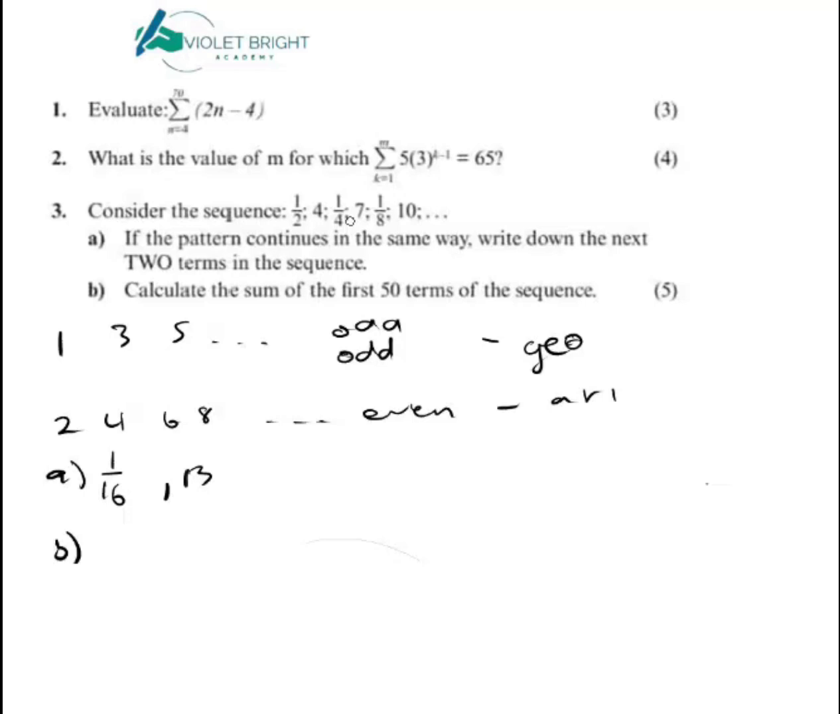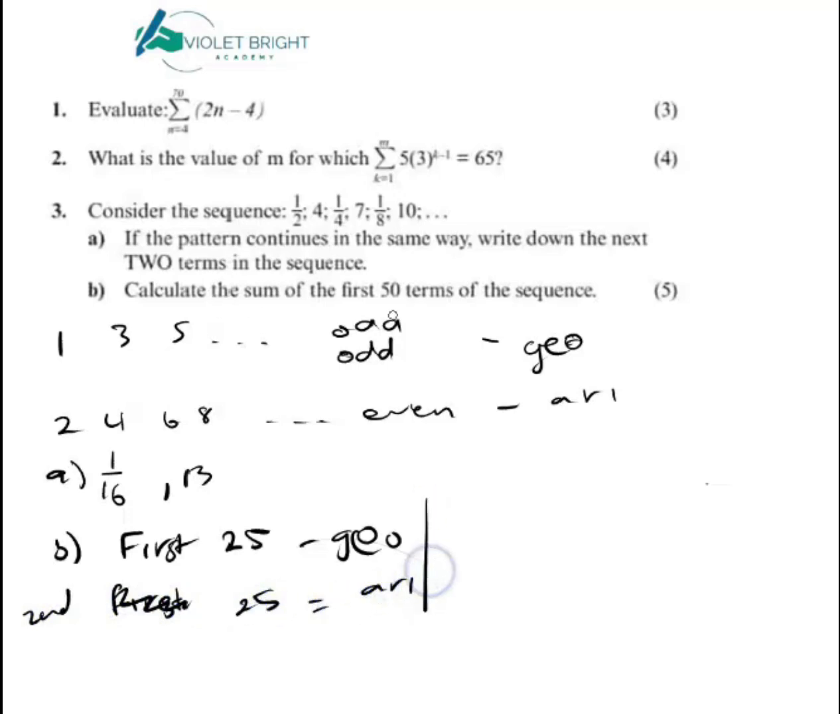So how do we calculate the sum of the first 50 terms in the sequence? We know the first 25 terms are the geometric sequence, ne? And the second 25 terms are the arithmetic sequence. So we can find the sum of the first 50 terms by finding the sum of the first 25 terms of the geometric sequence. So we're going to do it like this.